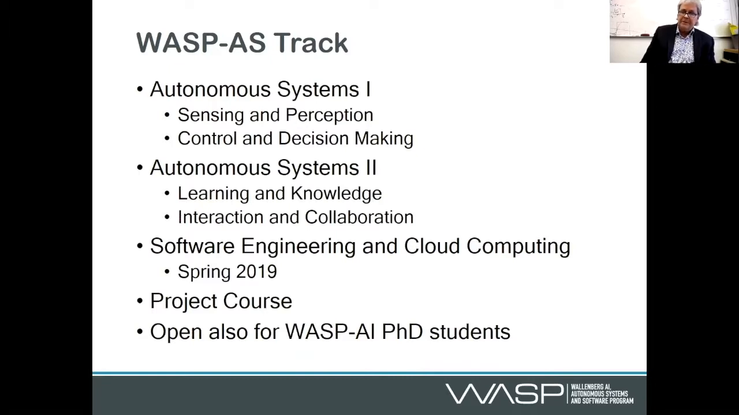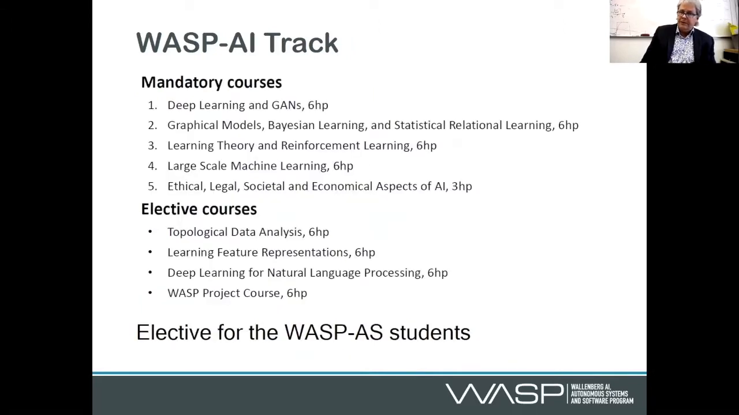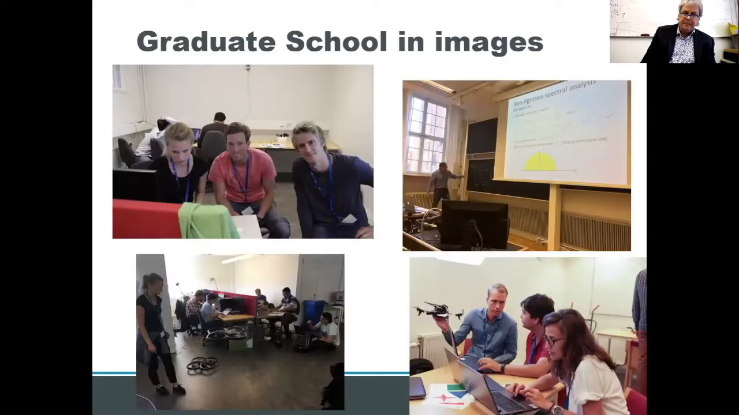Then we have a project course. So these are the courses that are mandatory. Then there are courses in WASP AI. There are actually 9 courses, out of which 5 are mandatory, 5 elective for the WASP AI students. But for the WASP AS students, all these courses are elective. So they are allowed to participate. They don't have to participate. So there are courses on deep learning, generative adversarial networks, graphical models, Bayesian, reinforcement learning, large-scale learning, and so on and so forth.